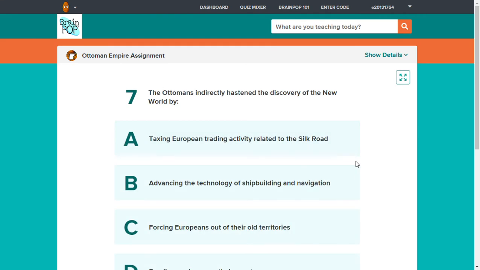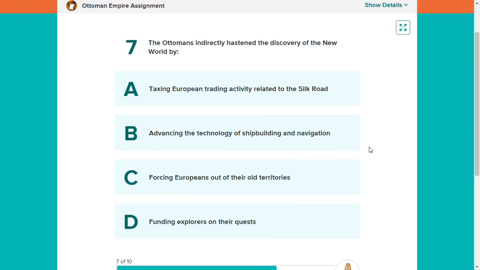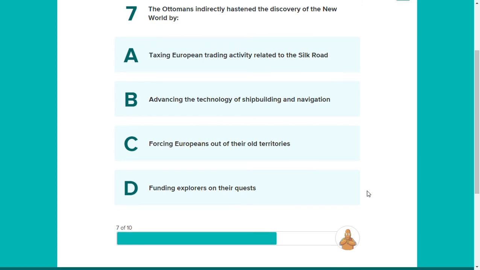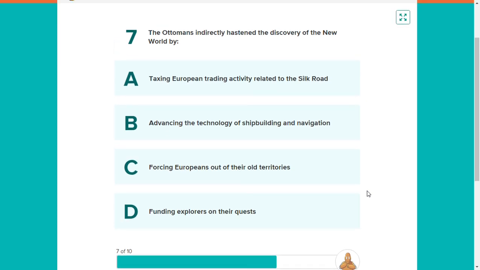7. The Ottomans indirectly hastened the discovery of the New World by what? In other words, they kind of encouraged Europeans to go out and explore. How did they do it? By taxing European trading activity related to the Silk Road, advancing technology of ship building and navigation, forcing Europeans out of their old territories, or funding explorers on their quests. Well, the thing they did that made people want to find a sea route to Asia was start to tax the trading activity that was related to the Silk Road.